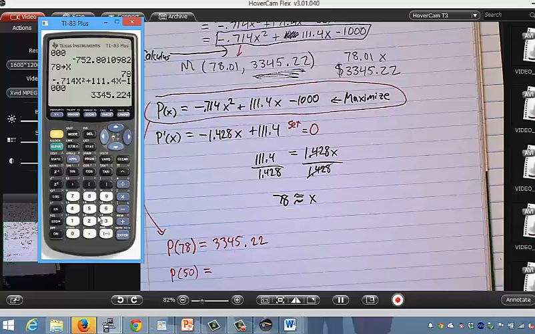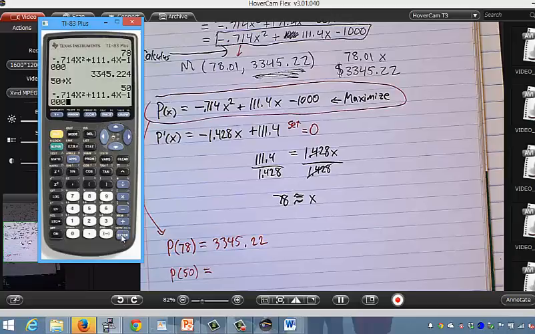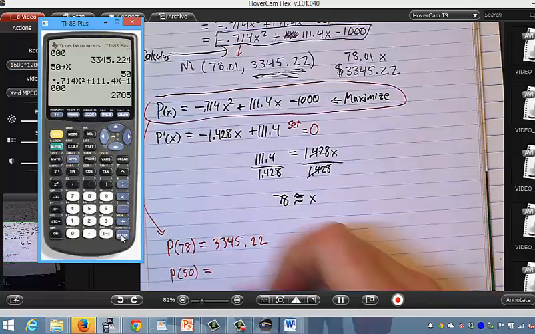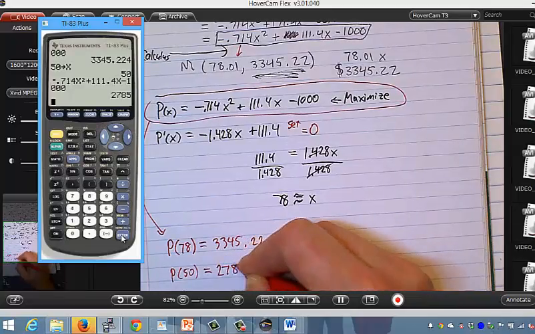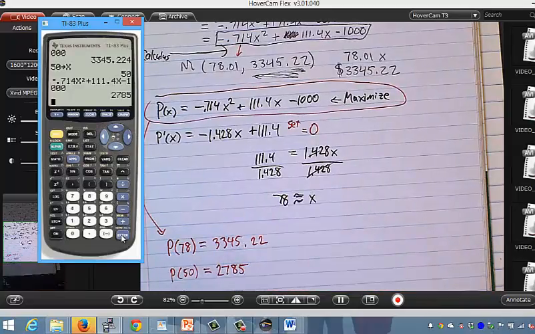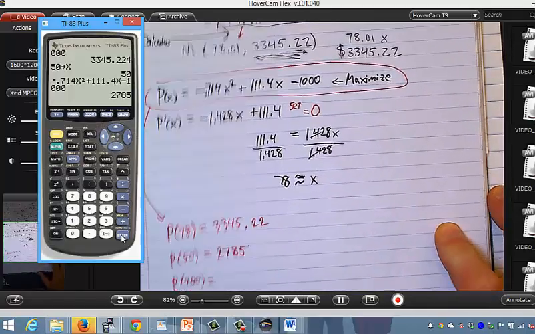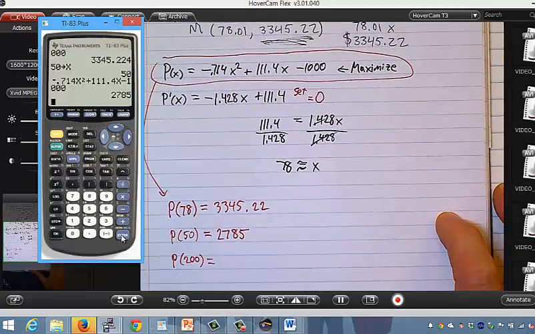Let me take 50, store that in for x again. So I hit alpha x, and now I'm going to bring that function up again and see what P of 50 is: 2785. So you'll make a profit when you make 50 of these boogie lamps, but you won't make as much profit, right? You're just not selling as many.